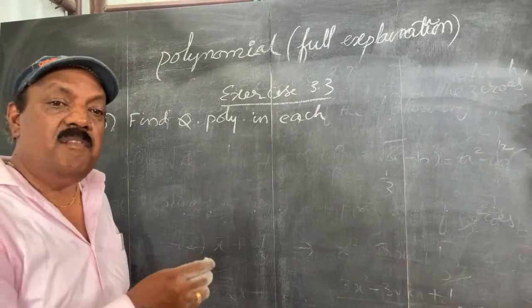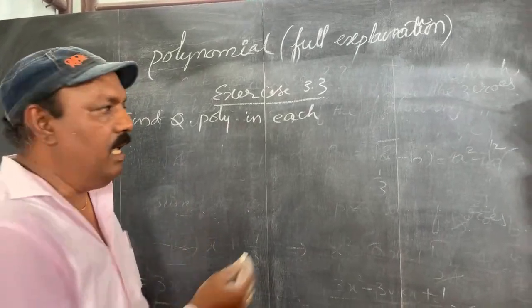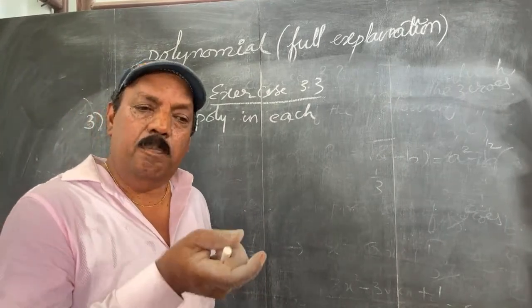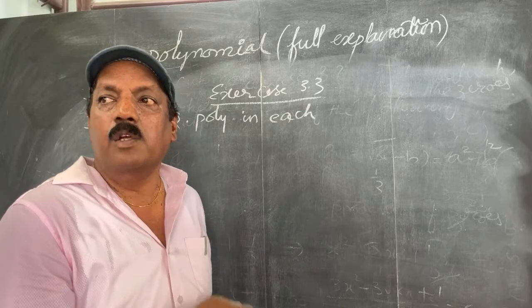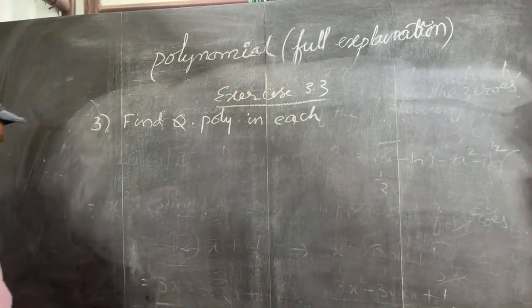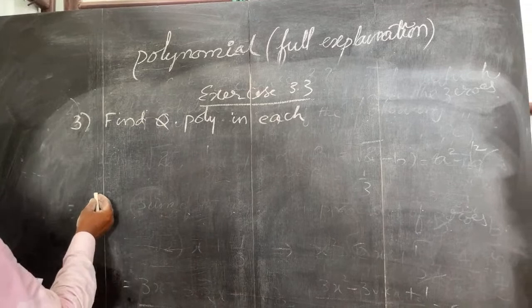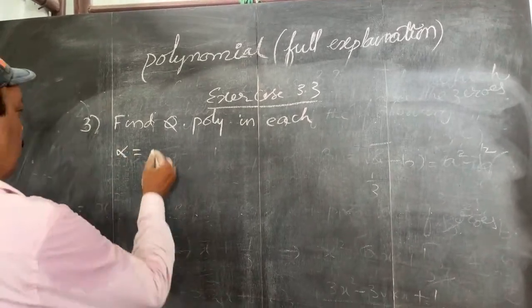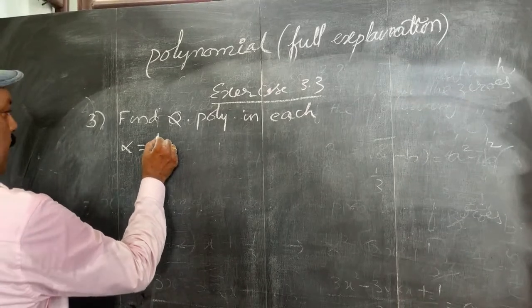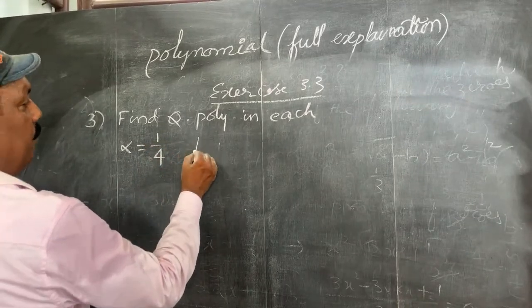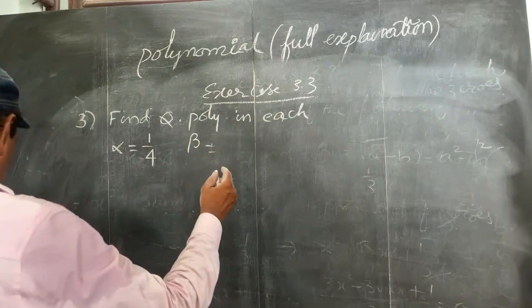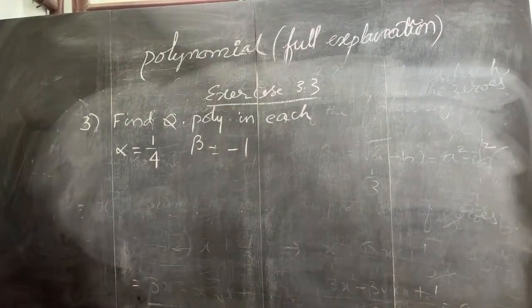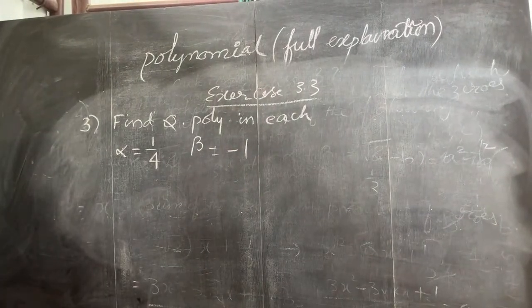This time, he is giving only alpha and only beta. You have to find out alpha plus beta and alpha into beta, then you find out the quadratic equation. So this is a different sum. Now one example I will take here. In the same question, alpha is equal to 1 by 4 and beta is equal to minus 1.